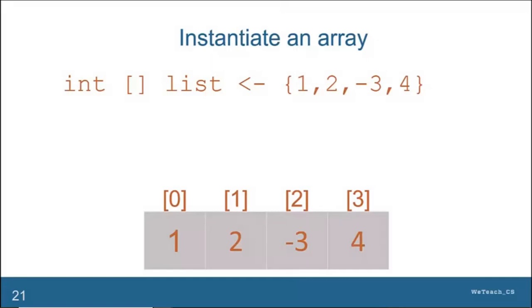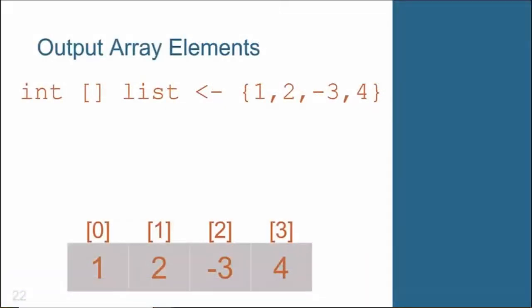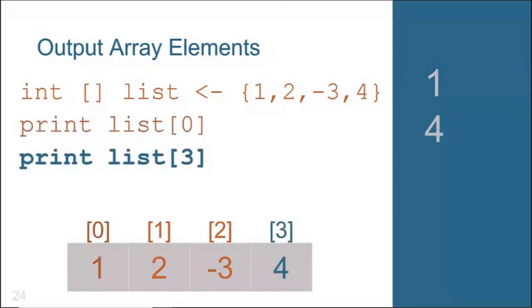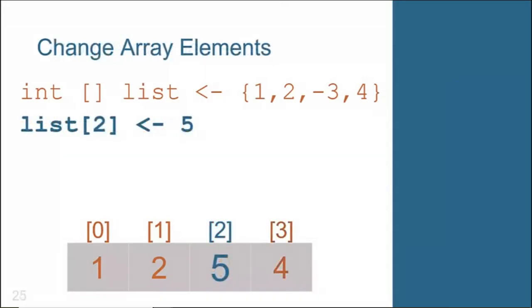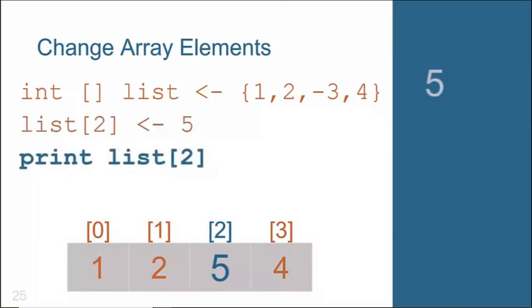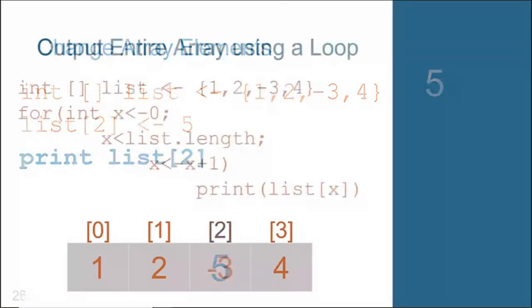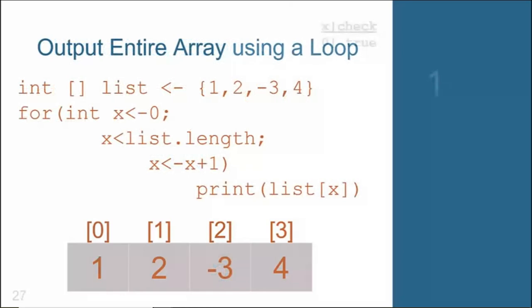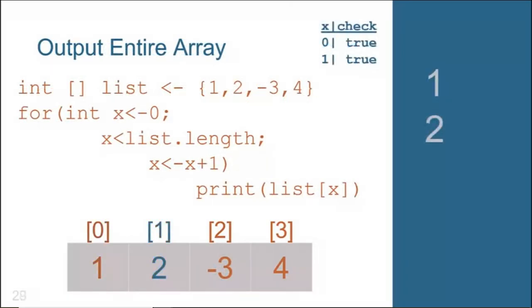To output elements from an array, use the same indexing process mentioned before, as you can see with these examples. To change array elements, again, use the indexing process to make the desired assignment. If you need to output the entire array, use a loop like this one. It is very handy to use a T-chart like the one you see here to trace through the behavior of a loop in order to predict the output, a technique you really need to master when processing loops.